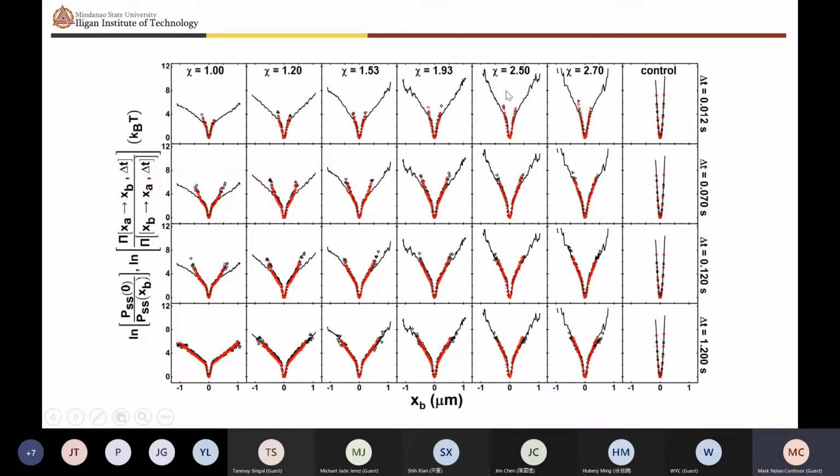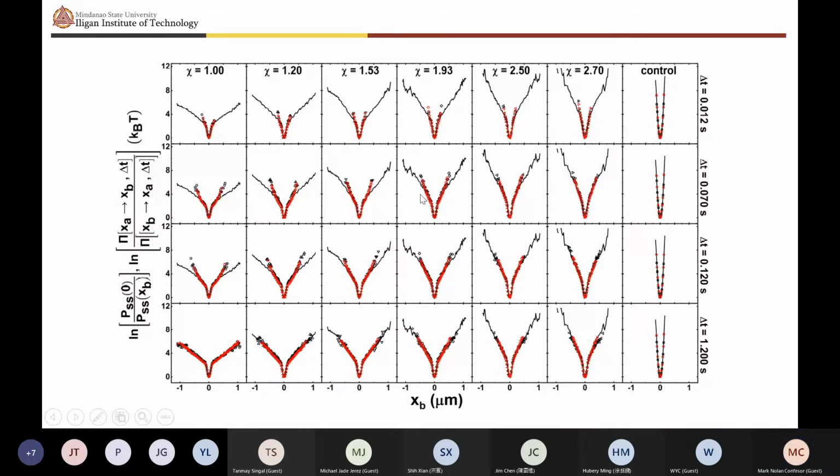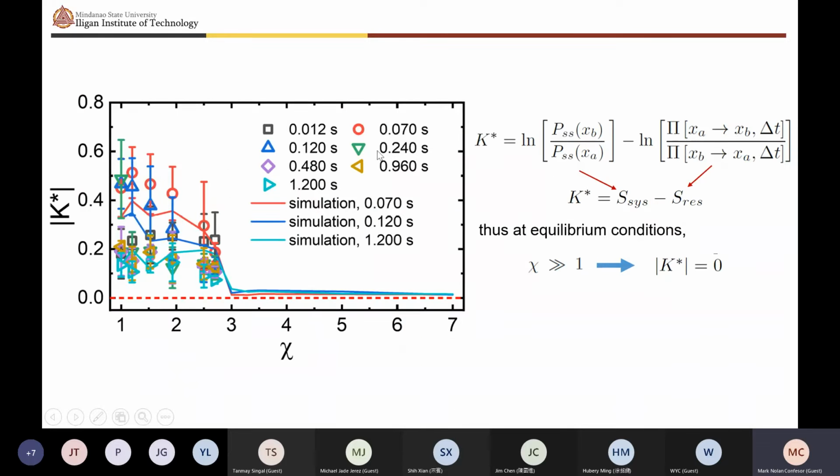However, that is not the case in the other systems. As a matter of fact, you can summarize all these results by calculating the mean k star, which is just the difference of these black symbols with regard to these solid curves, the transition probability versus the steady state. And you can see from here, looking at different delta t and also different chi, that as you increase chi, indeed this k star decreases fast. Around 5 is very near to 0 already. And this is again also shown in our simulation results, wherein such behavior is also expected.